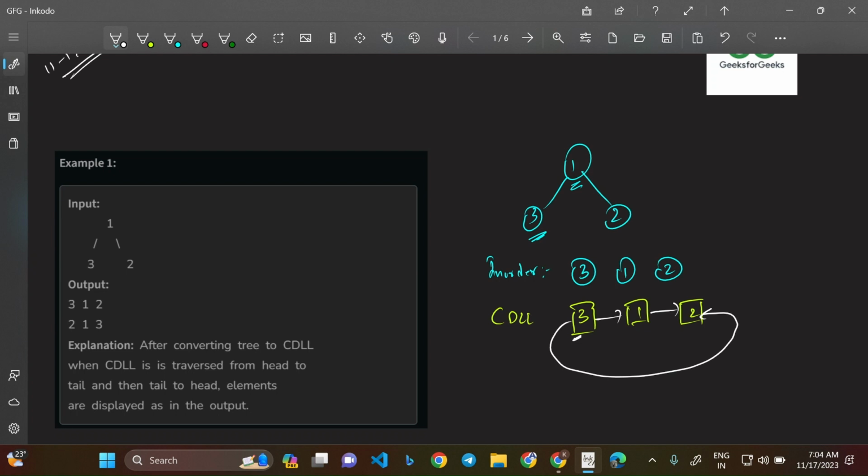But what about the left pointer of 1 and 2? In this fashion we'll connect the same way. So 1 and 3 will be connected like this, 2 and 1 will be connected like this, and now we have the right pointer of 2 that must be satisfied. The left pointer of 2 got satisfied. What about the right pointer? In that we'll be doing like this.